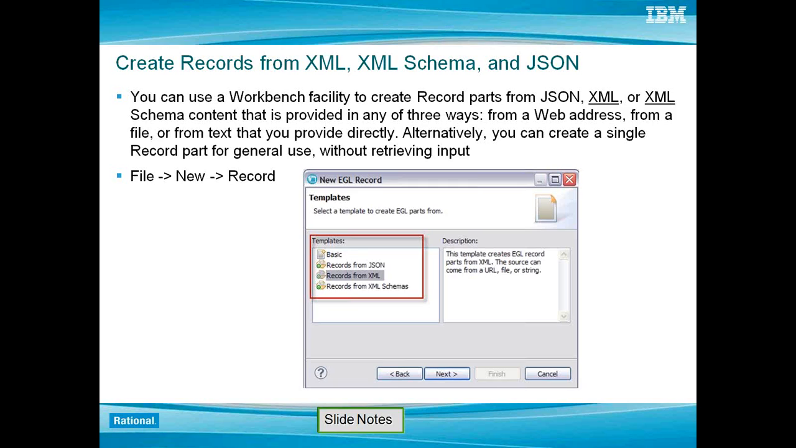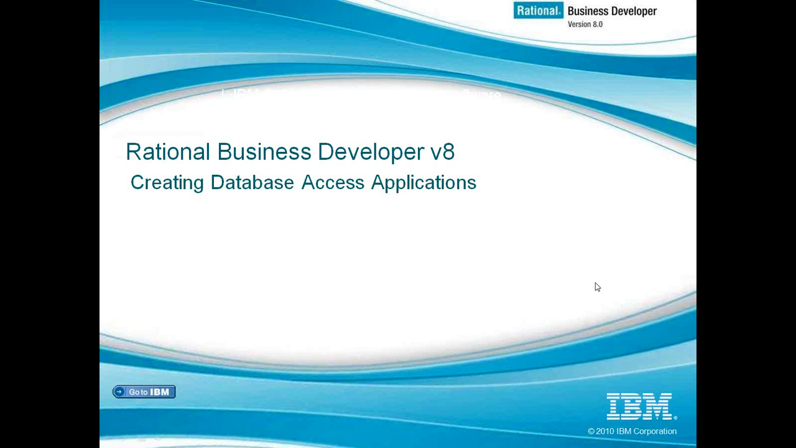You can find this wizard in the File menu, New, and then search for the EGL Record wizard, and it will show you this wizard.